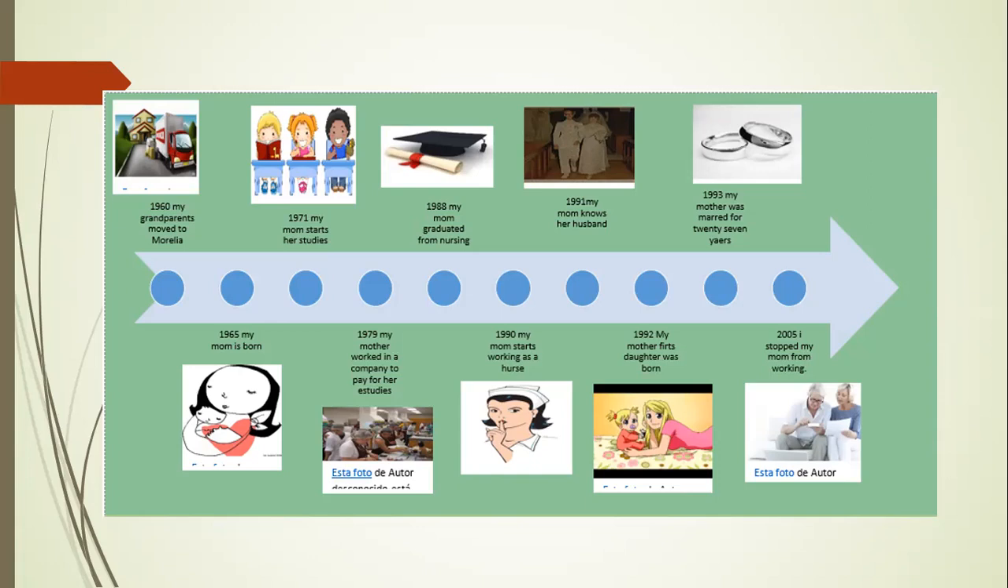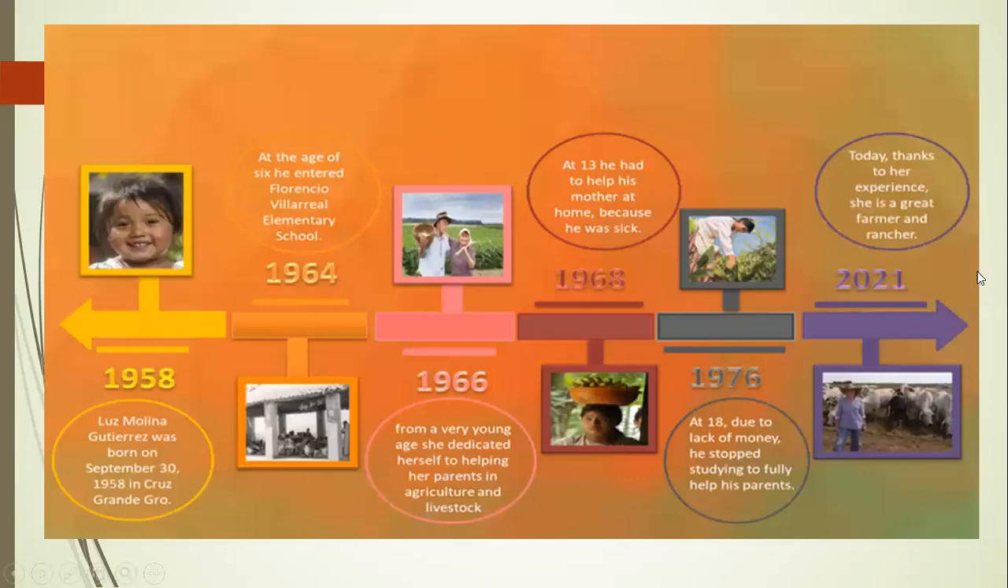Okay, so this is another example of a timeline. This is another, and I think it was a good one. Look at this. This timeline also has illustrations. It has dates and short sentences. So this timeline has everything.